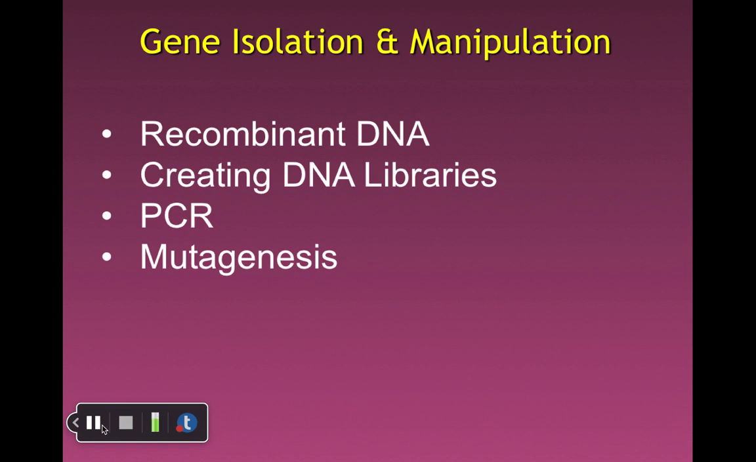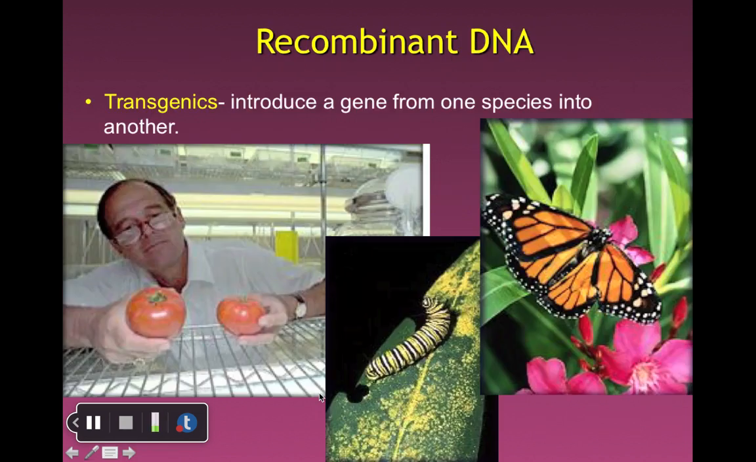We'll discuss PCR, or polymerase chain reaction, and also mutagenesis, a way by which we can create changes in the bases in DNA that can result in changes in amino acids in proteins.